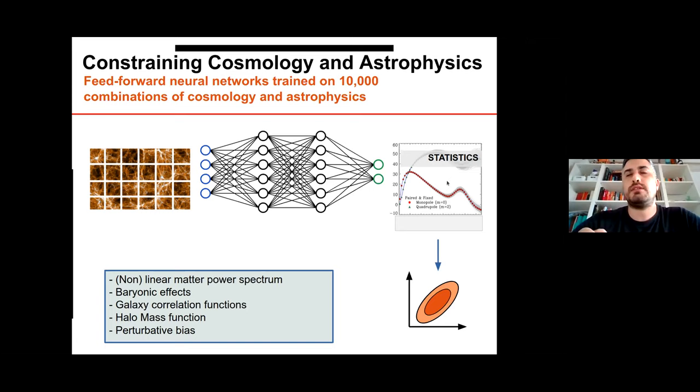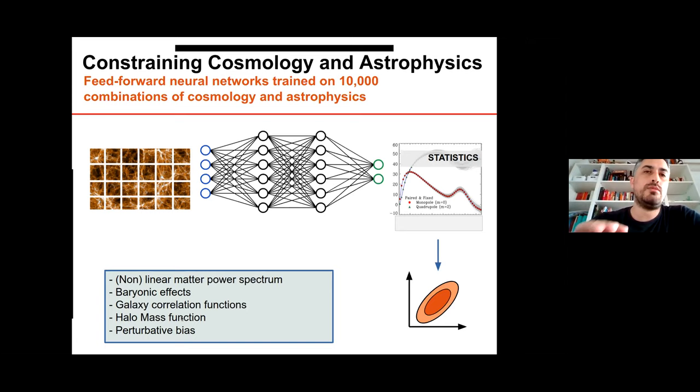The key advantage is that these networks can adapt easily to these very complex trends and can also be super fast to evaluate, right? They might take about 1 microsecond or so. So we have built networks for the nonlinear matter power spectrum, for the impact of baryons, for galaxy correlation functions, for the halo mass function, and also for perturbative descriptions of the bias.